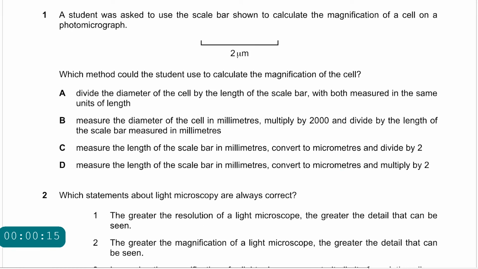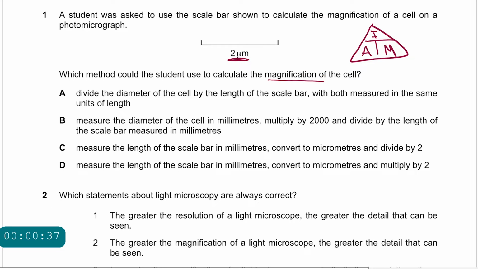Question number 1. A student was asked to use the scale bar shown to calculate the magnification of a cell on a photomicrograph. Which method could the student use to calculate the magnification of these cells? Here we have the actual size in micrometers, and the equation for magnification is I over A. And we're trying to work out the magnification.